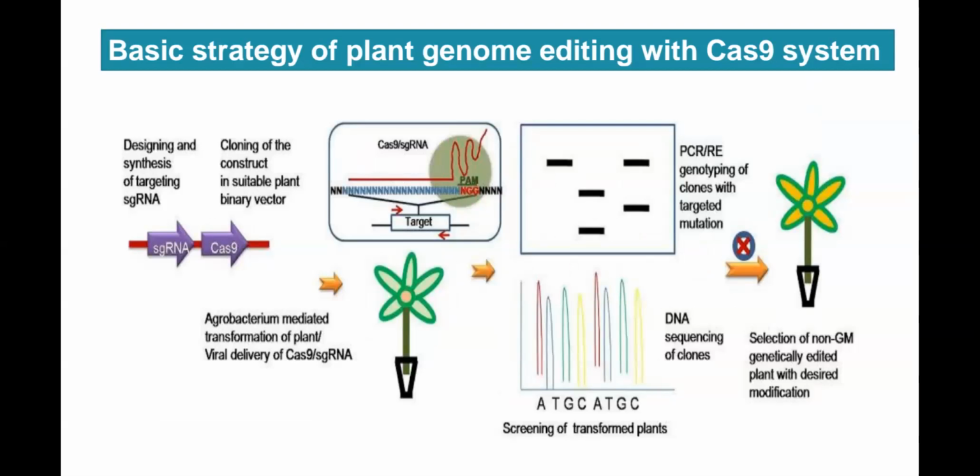After transformation, the putative transgenic plants are selected for the presence of Cas9 and gRNA, and then PCR genotyping and DNA sequencing is done to screen the plants with the desired mutation, followed by the selection of the non-GMO plant with desired modification.